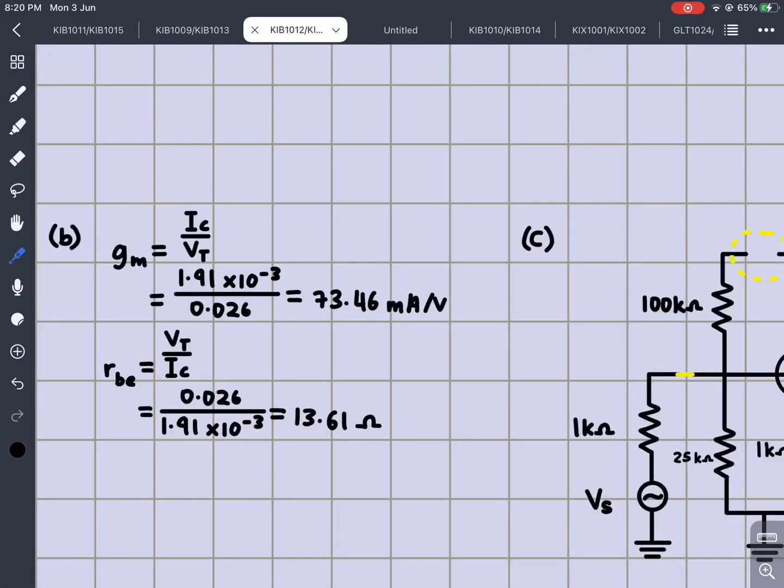The second question asks us to perform AC analysis to calculate the small signal parameters gm and r_pi. Just now we have performed the DC analysis and obtained the value of IC. So, we can directly calculate gm and r_pi values using the formula IC over VT and VT over IC respectively. VT is a constant with a value of 0.026. We will get the value of gm as 73.46 milliampere per volt and r_pi as 13.61 ohm.